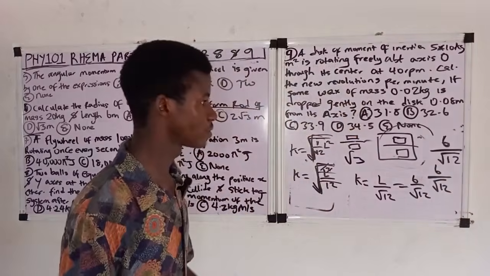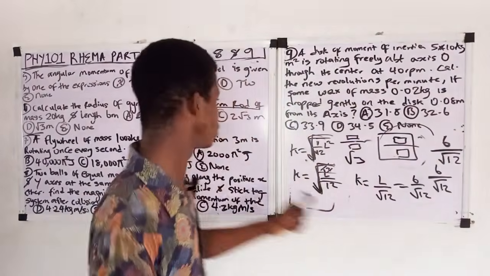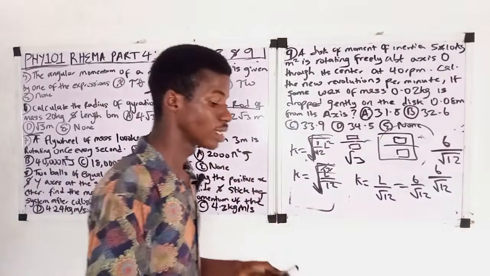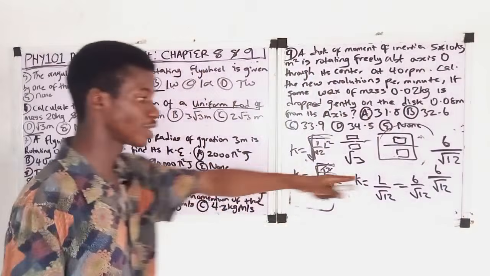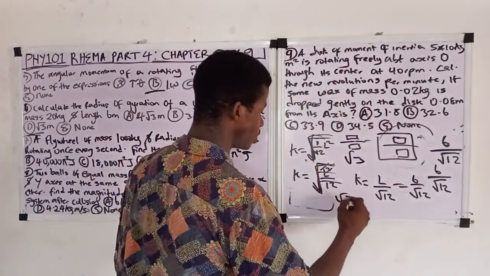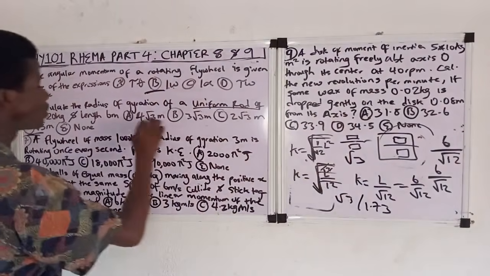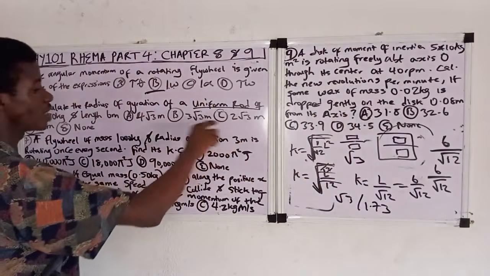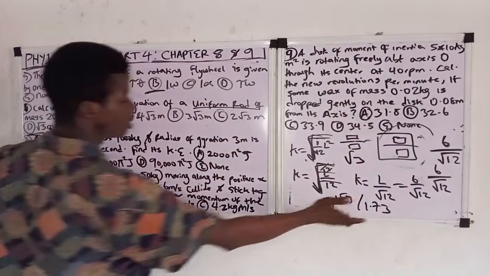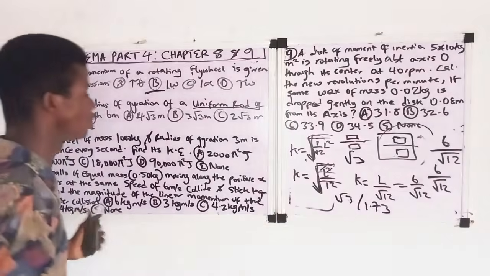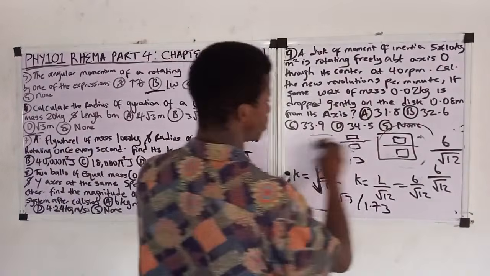If you do that in your Casio calculator, you will have root 3, then decimal form is 1.73. So if you do it in your calculator, you have root 3 or 1.73, right? Root 3 is still the same thing as 1.73. Okay, so our answer is D, root 3. Now let's continue. Let's go to the next question.